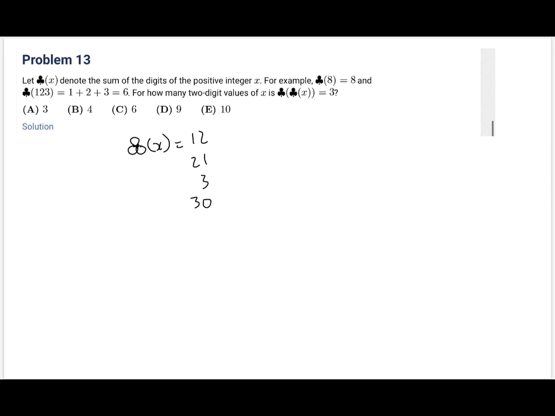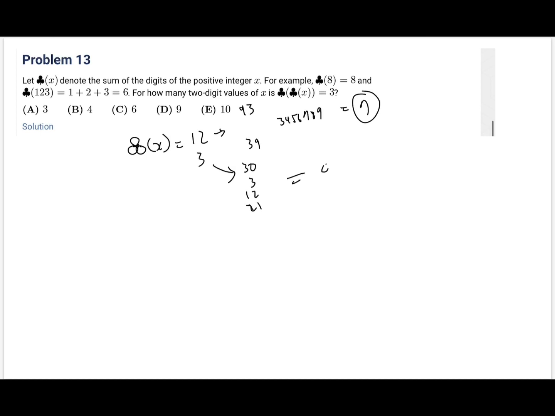So first of all, the sum of the digits can't be 21 or 30 because it has to be a two-digit value. So 21 is out, also 30, and so we only have 12 and 3. For this one, 93 to 39, so 3, 3, 4, 5, 6, 7, 8, 9. This is 7, and then for 3 we have 30, 3, 12, and 21.